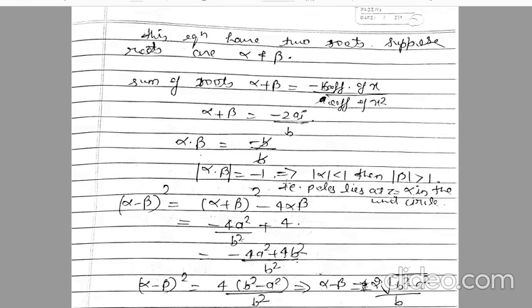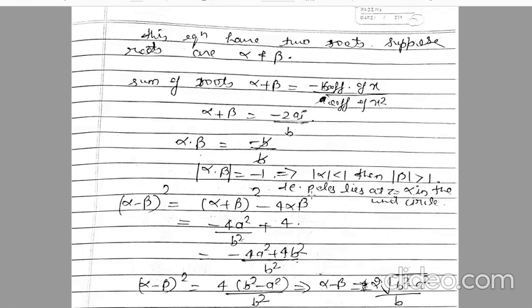If alpha is -1 and beta is -1, the product would be a positive sign. That means one of them will be negative. So mod alpha is less than 1, then mod beta is greater than 1, or you can write mod alpha is greater than 1, then mod beta is less than 1. One of them has a negative sign. So we are considering that mod alpha is less than 1 and mod beta is greater than 1.